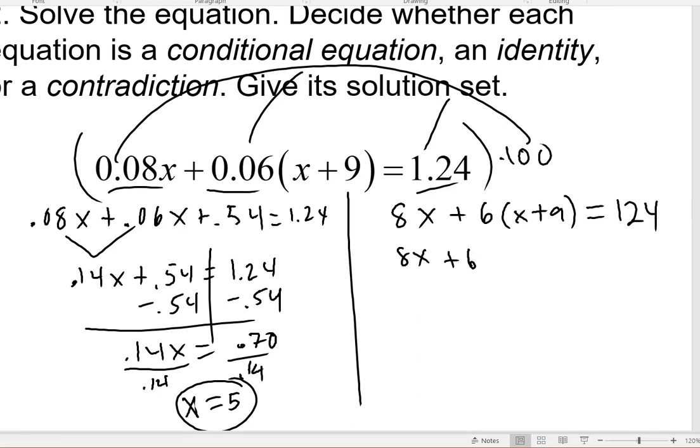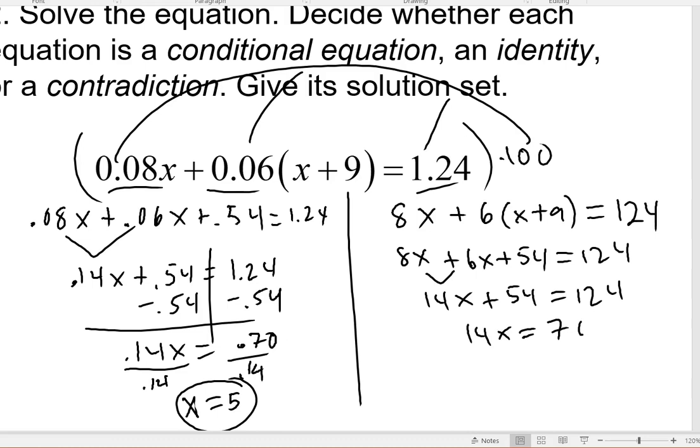8x plus 6x plus 54 equals 124. 14x plus 54 equals 124. Inverse operations, 14x equals 70. Divide, and x equals 5. So pick your poison. You can clear the decimals, you can keep the decimals. Either way, the answer should not be different.